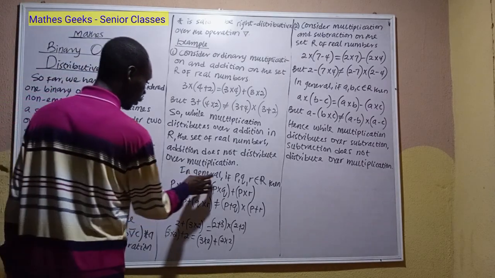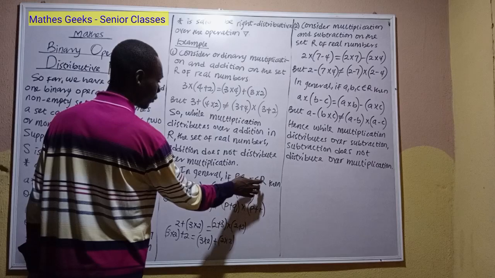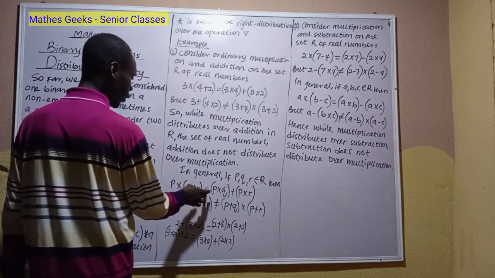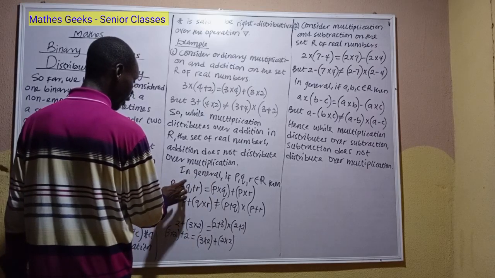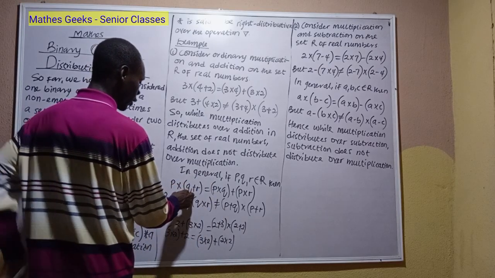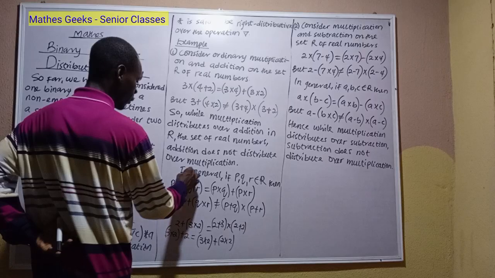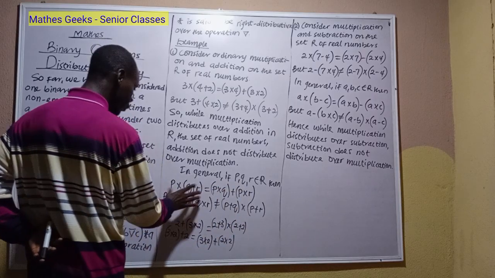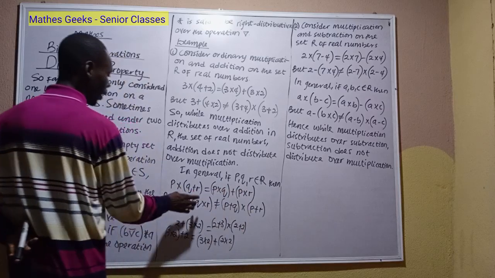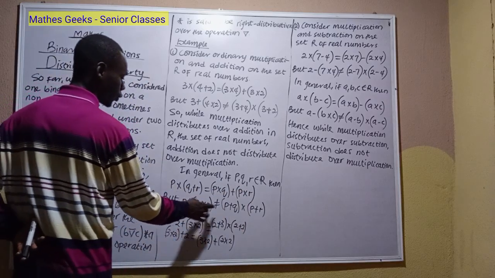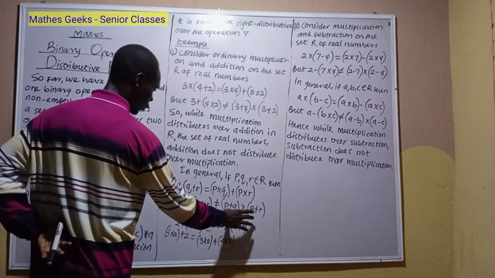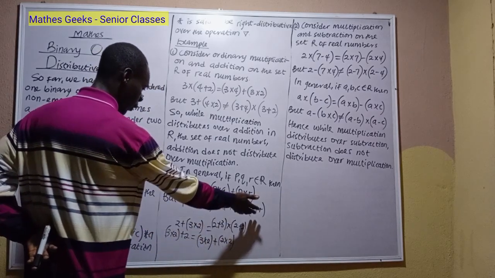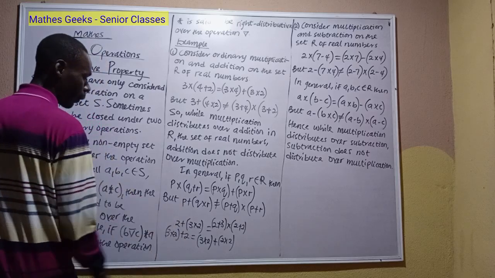So in general, if P, Q, R are members of the set R, then P times (Q plus R) is equal to P times Q plus P times R. That means multiplication distributes over addition, which is what you have here. But addition does not distribute over multiplication, so what you have here will not be equal to what you have when addition distributes over multiplication, which is this part of the equation. So this is proof 2.